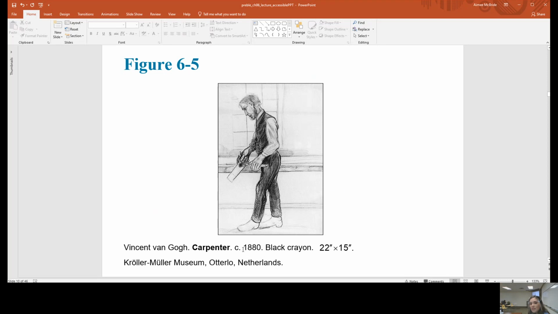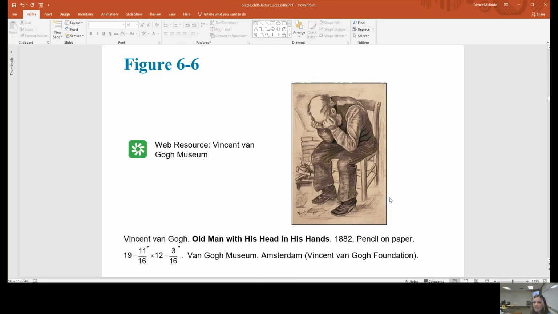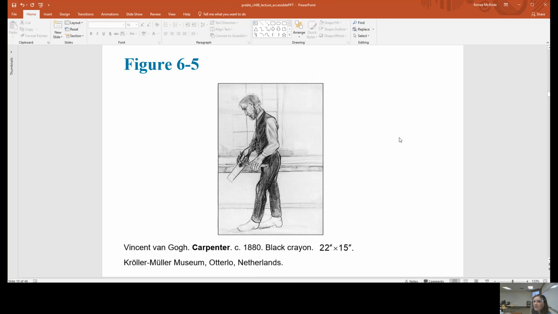This particular drawing was done around 1880, and just in 2 years' time, Van Gogh ends up advancing his drawings to this level. So proportionally correct, no longer flat. That takes a lot of practice. You have to be drawing almost every single day to end up getting it from here to here.